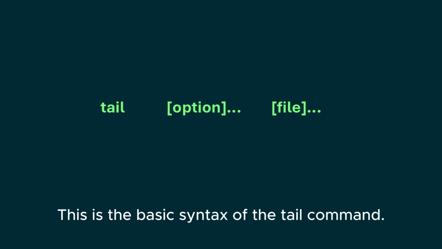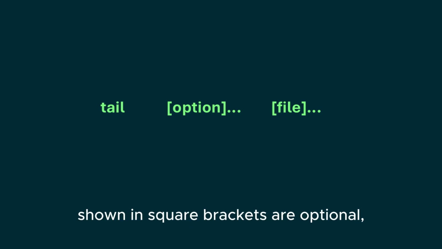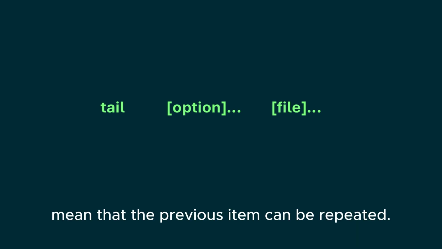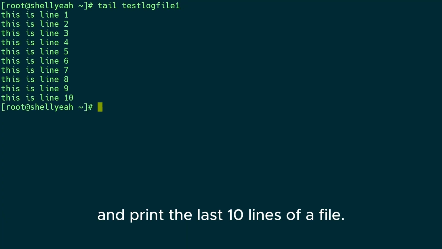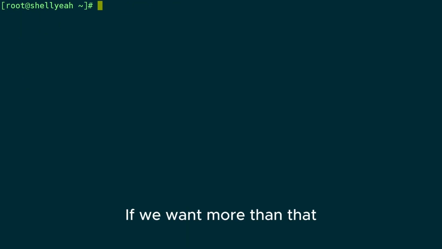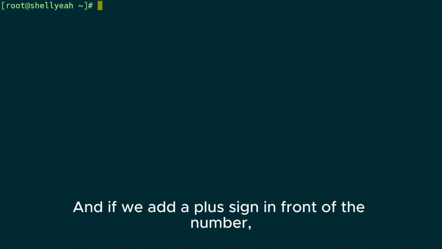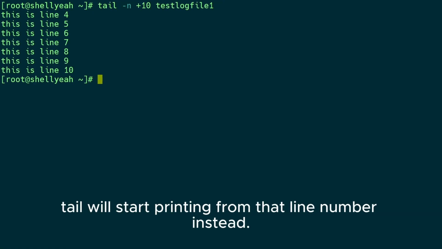This is the basic syntax of the tail command. The options and the file arguments shown in square brackets are optional, and the 3 dots mean that the previous item can be repeated. Let's start simple and print the last 10 lines of a file. By default, the tail command shows the last 10 lines. If we want more than that, we use the -n option, followed by the number of lines we want. And if we add a plus sign in front of the number, tail will start printing from that line number instead.